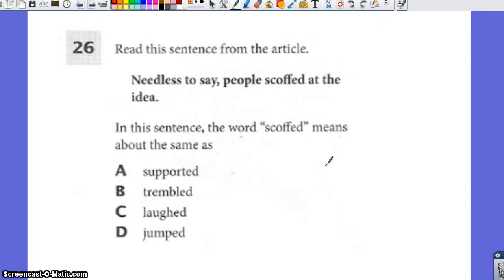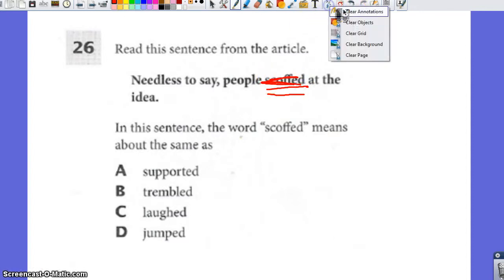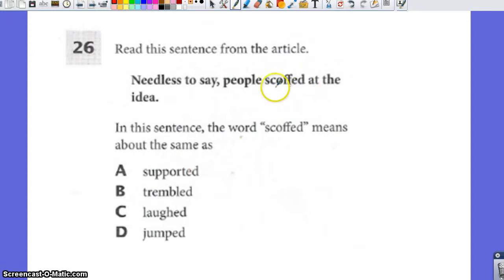Okay, read this sentence from the article. Needless to say, people scoffed at the idea. Okay, scoff. I don't know what it means. People supported the idea. Well, when I hear the word scoff, there's not a lot of context clues in this sentence. My best strategy would really be to go back into the article and read around it and see exactly what the people are doing after they scoff at the idea.